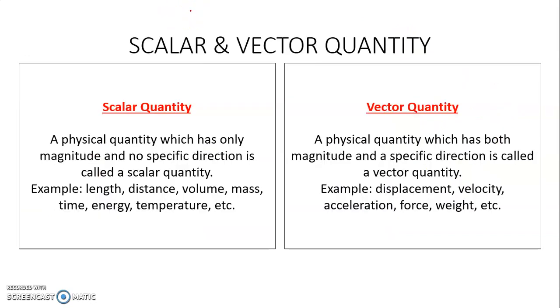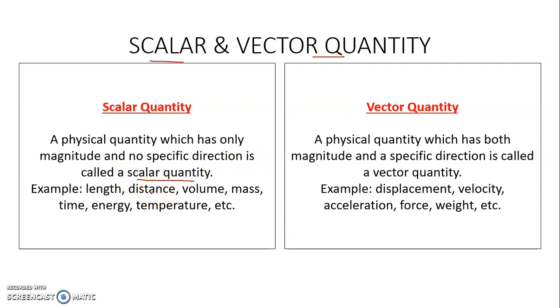Okay, now let us move on to scalar and vector quantity. Now this is a new topic which is introduced to you. Students, always remember every physical quantity is categorized under two types. One is scalar quantity and the other is vector quantity. Now what is a scalar quantity? A physical quantity which has only magnitude and no specific direction is called a scalar quantity.